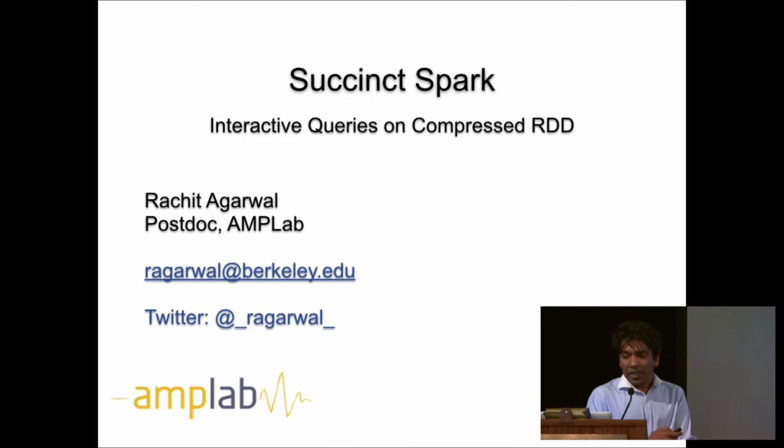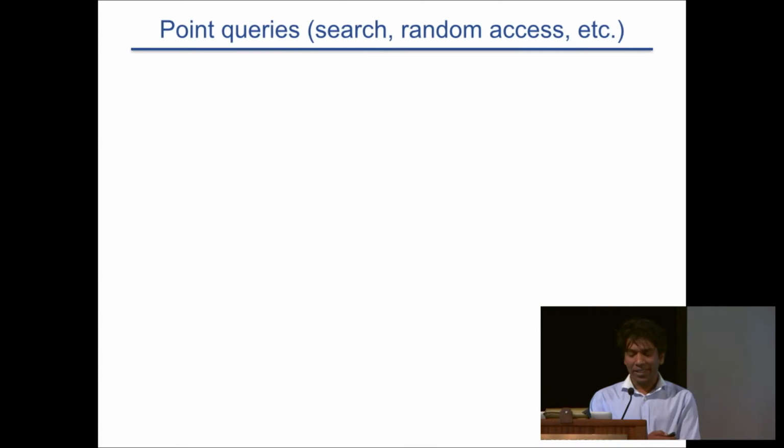OK. So the first basic question is, what kind of queries are we going to talk about today? This is slightly different from the general flavor of Spark that you may be used to. I'm going to talk about something called point queries. And one way to imagine these point queries is search, or you want to do random access into some data.